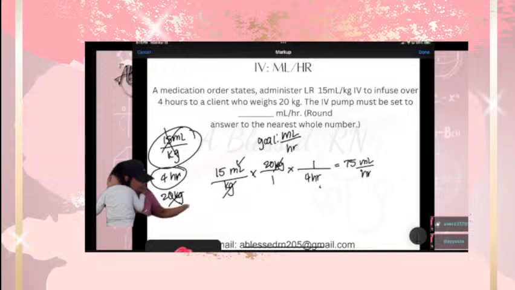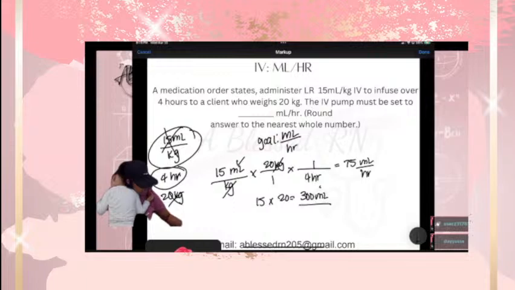Now, if you don't believe me that this is the answer, you could do your 15 times 20, which is the milliliters per kilogram. So 15 times 20 is 300 milliliters. If you put it over 4 hours, you'll do 300 divided by 4. And you see we get the same number, okay? Just another way that you could check. If you know the other way, it's cool. If you want to do dimensional analysis, even better.